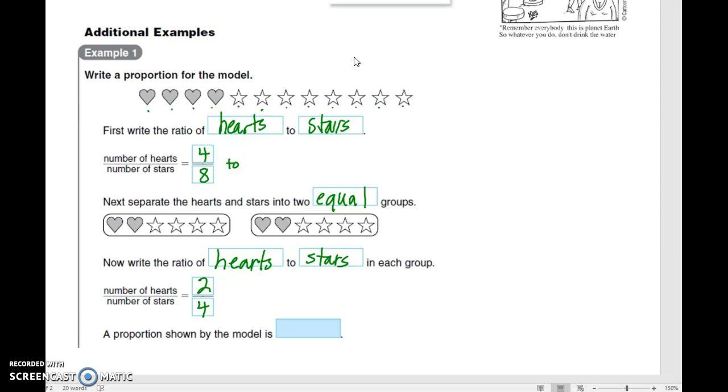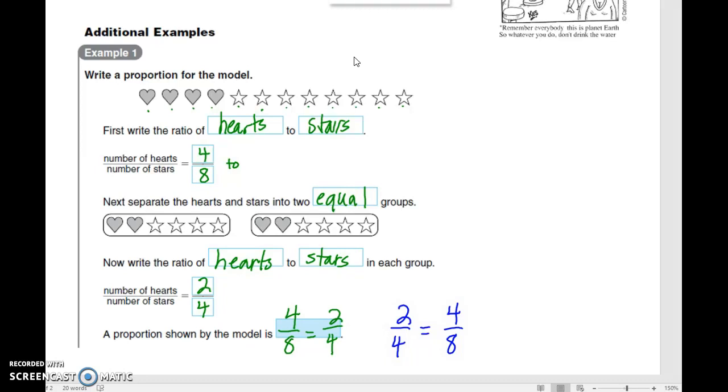So now I'm going to write my proportion. I take my first ratio, 4 to 8, and it's equal to 2 to 4. And I could also flip it. It does not matter. I could say 2 to 4 equals 4 to 8. Both of those are the same proportion, and they're a proportion because they are equivalent ratios.